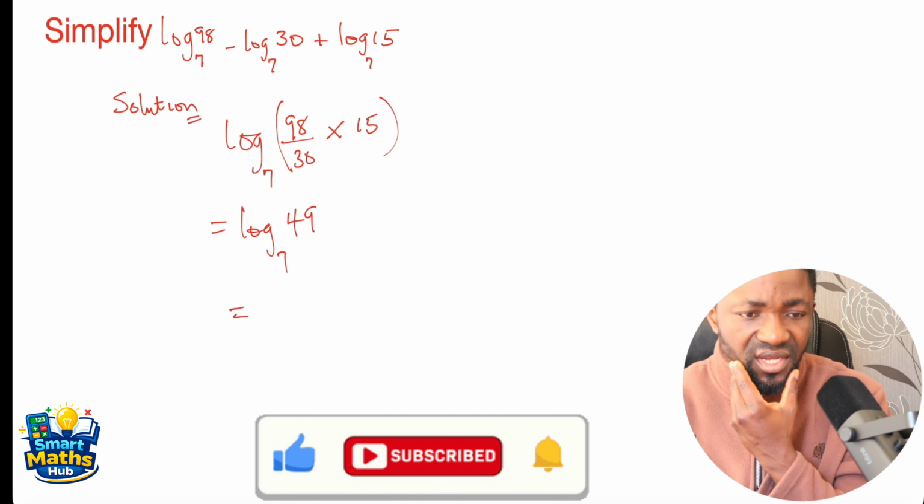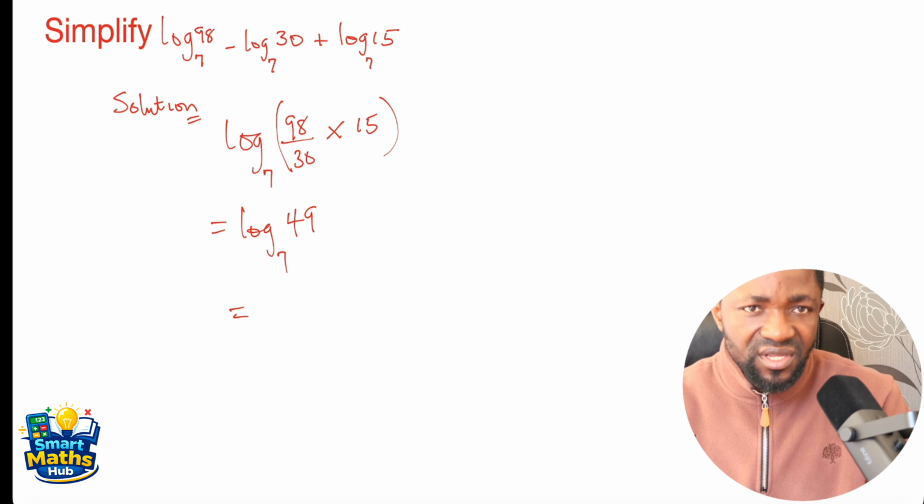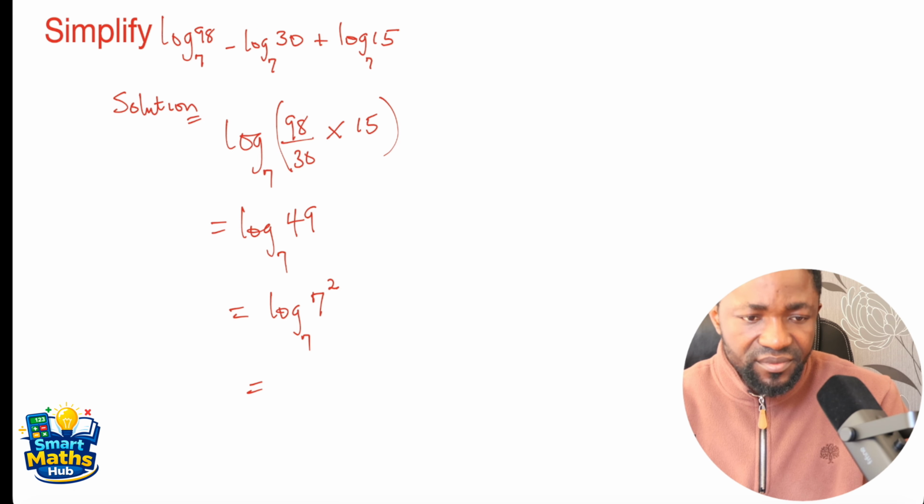Now let's convert 49 into power. When we convert it to power, 7 times 7 gives you 49. So you have log 7 raised to power 2. Then look at this power 2: you bring it to this side like this. So you have 2 log 7.